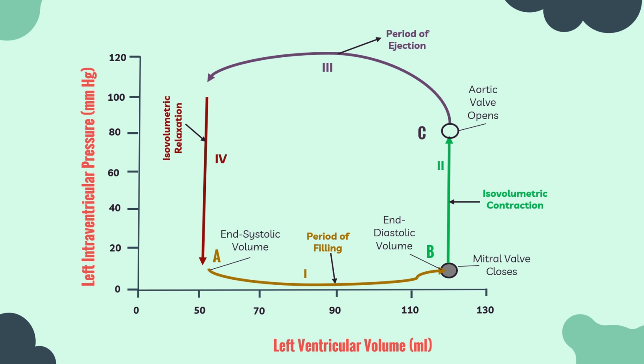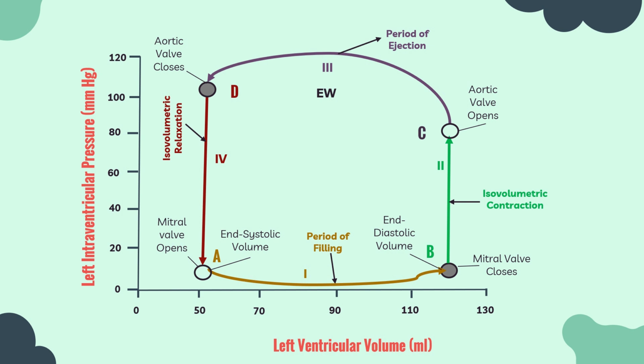Phase 4 is the period of isovolumetric relaxation. At the end of the period of ejection, which is point D, the aortic valve closes, and the ventricular pressure falls back to the diastolic pressure level. The line labeled 4 traces this decrease in intraventricular pressure without any change in volume. Thus, the ventricle returns to its starting point, with about 50 milliliter of blood left in the ventricle at an atrial pressure of 2 to 3 millimeter of mercury.